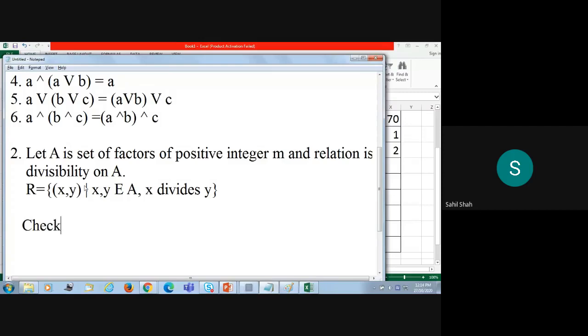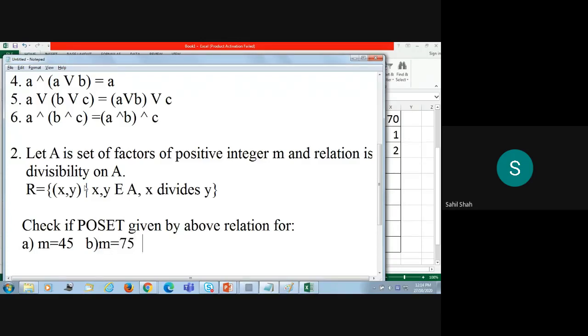Check if the set given by the above relation, for n equal to 45, n equal to 75, n equal to 20, forms a lattice. Are you getting this question? Or is there any problem? Let me know.